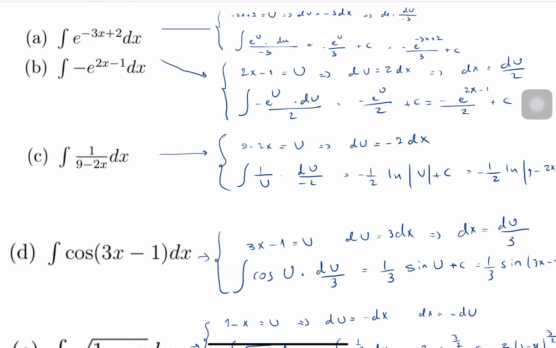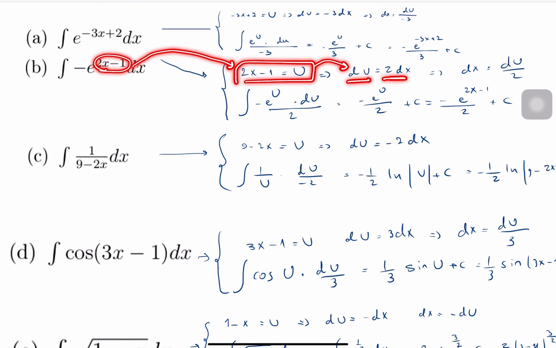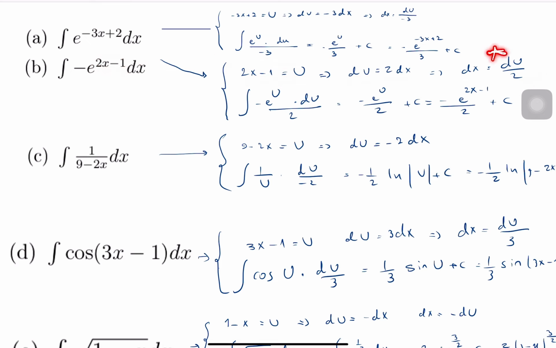In the second example, it's almost the same method. 2x minus 1 is u. Taking the derivative, du equals 2 dx, and we can find dx equals du per 2. Now I put these in the formula. Instead of dx, I put du per 2, and instead of 2x minus 1, I put u. And it will be like this. The integral of e power u per 2 du will be e power u per 2 plus c, and we can put 2x minus 1 instead of u.